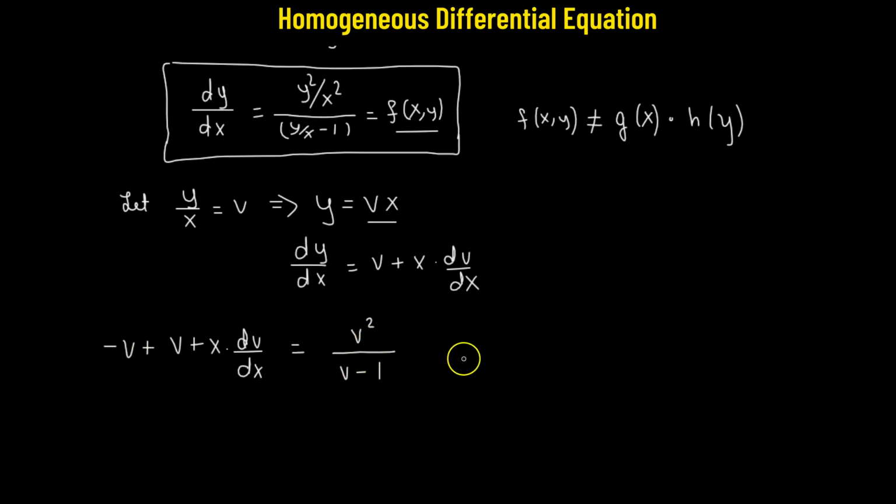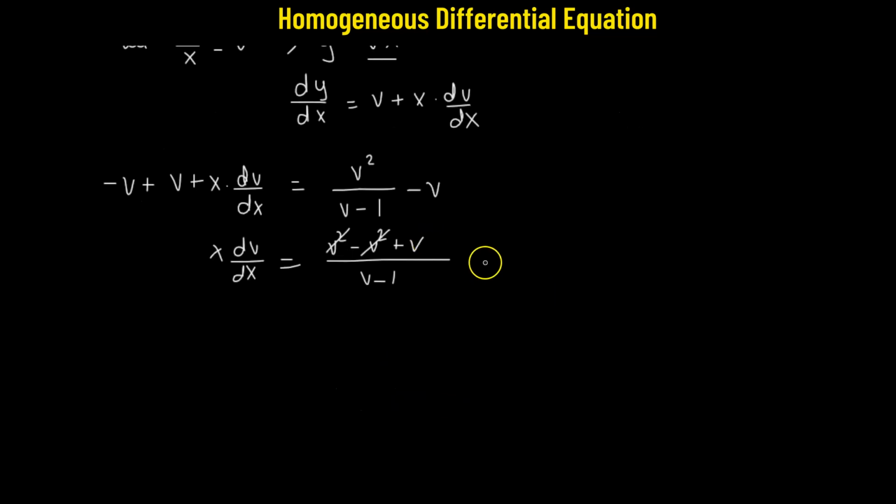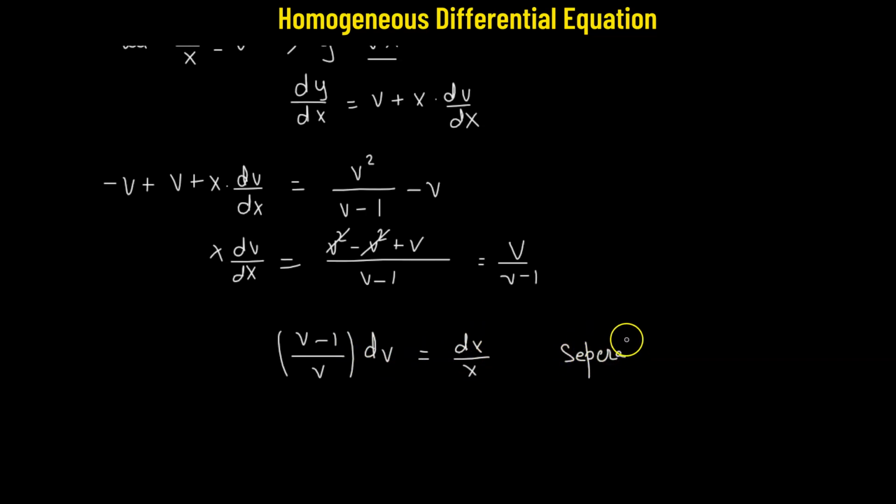Next, we will subtract v from both sides. That means we have x times dv over dx, and combining the two terms on the right hand side, we have v minus 1 in the denominator, and in the numerator we have v squared minus v times (v minus 1), so that's v squared minus v squared plus v. So the v squared gets cancelled out, and this leaves us with v over v minus 1. Separating the differentials, we have (v minus 1) divided by v multiplied by dv equals dx over x. This is in the separable form.